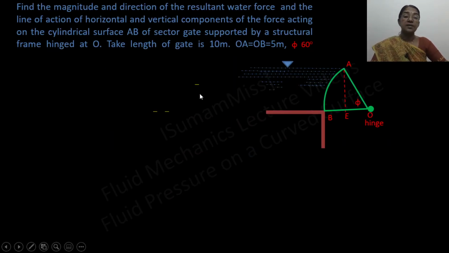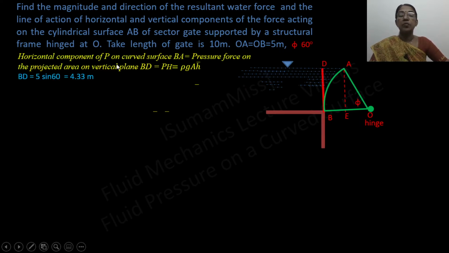Next is to calculate the pressure force and the line of action of the pressure force acting on a sector gate. So BA is the sector gate which is supported by a structure frame hinged at the point O. OA equal to OB, that is given as 5 meter, that is equal to the radius, and the enclosed angle phi is equal to 60 degree. So the resultant hydrostatic force has two components. PH can be calculated by projecting this AB upon a vertical plane. So this is the projected plane.